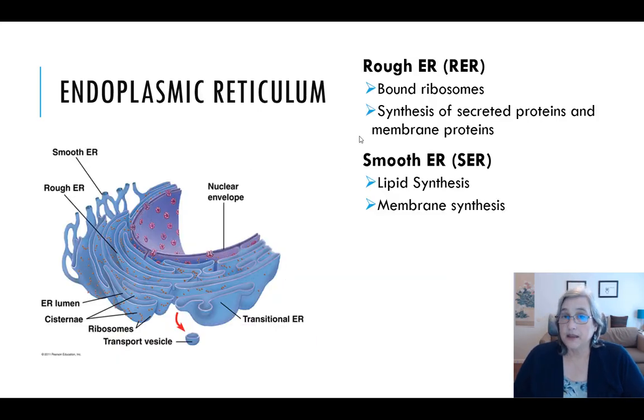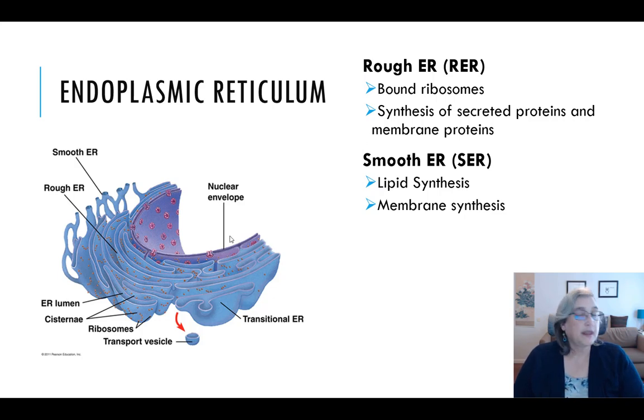So let's talk about the endoplasmic reticulum. There are two parts of the endoplasmic reticulum, but they're really connected with each other. And that's the rough endoplasmic reticulum, or RER, and the smooth endoplasmic reticulum, or SER.